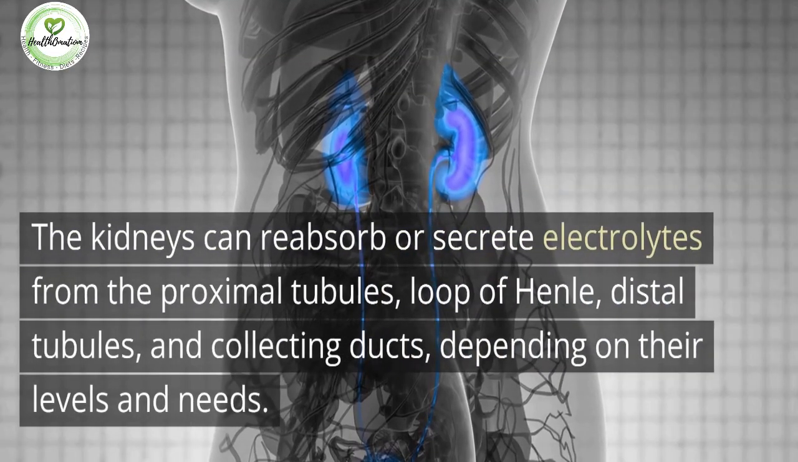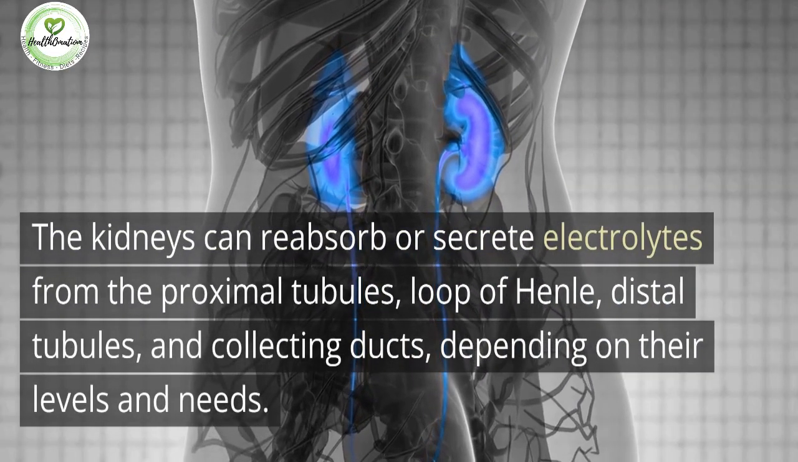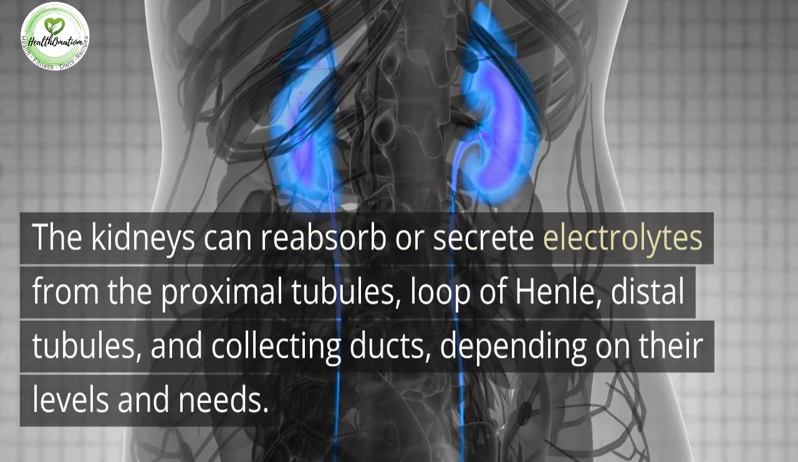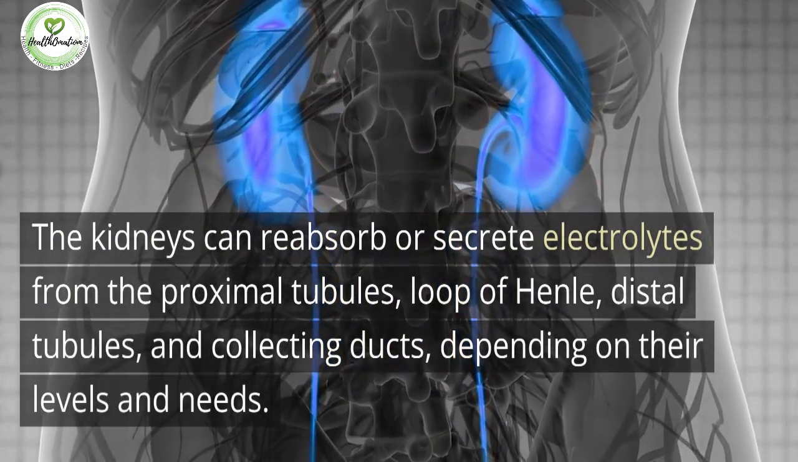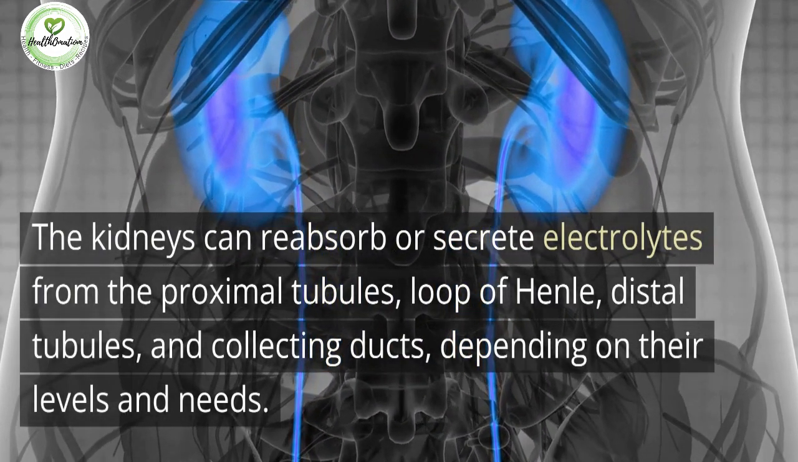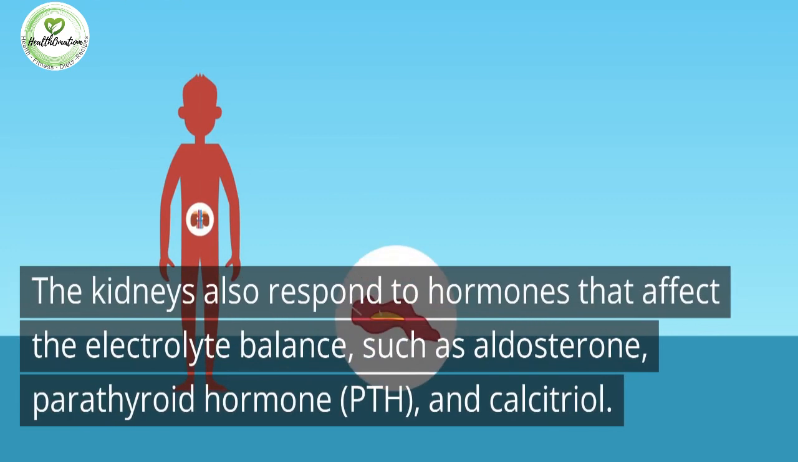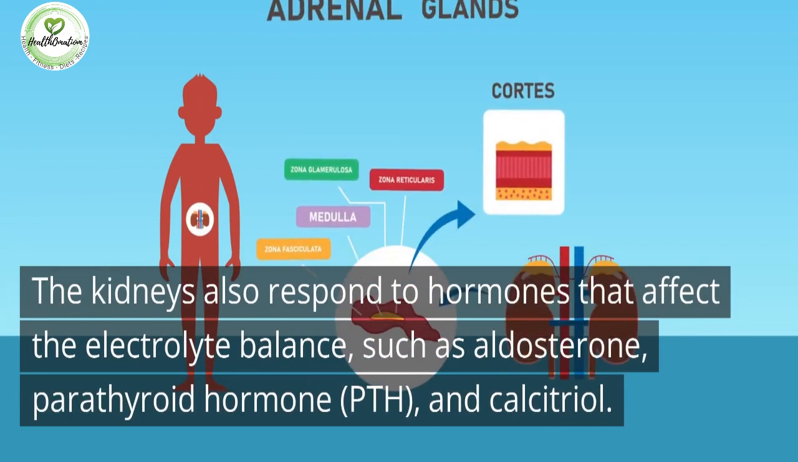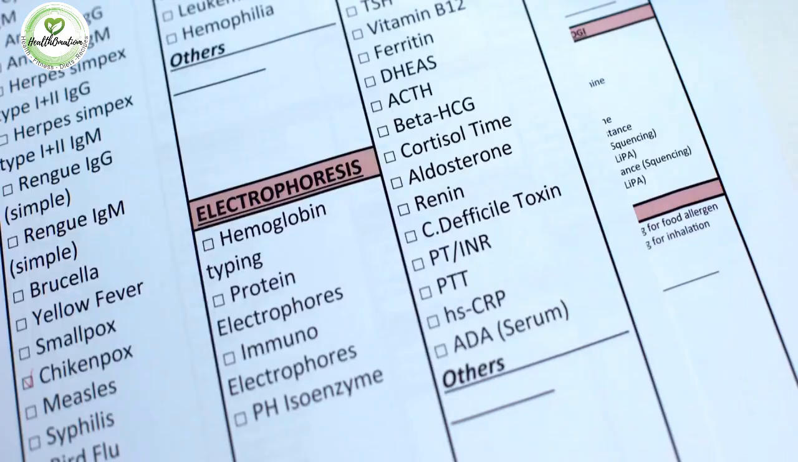The kidneys can reabsorb or secrete electrolytes from the proximal tubules, loop of Henle, distal tubules, and collecting ducts, depending on their levels and needs. The kidneys also respond to hormones that affect the electrolyte balance, such as aldosterone, parathyroid hormone, PTH, and calcitriol.